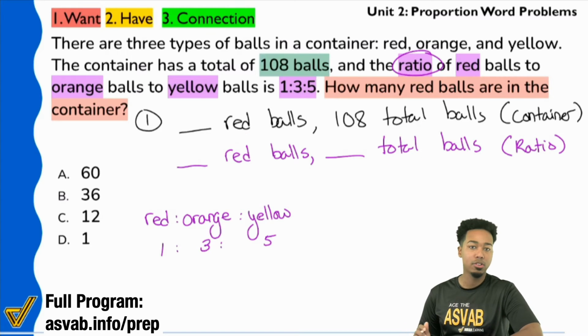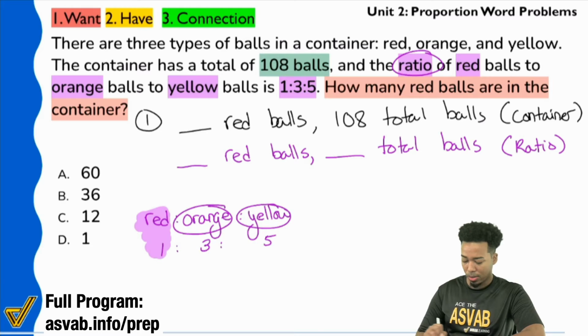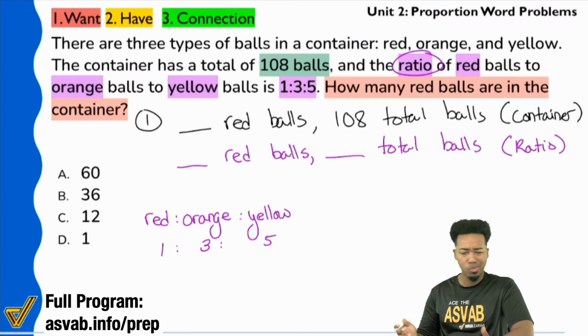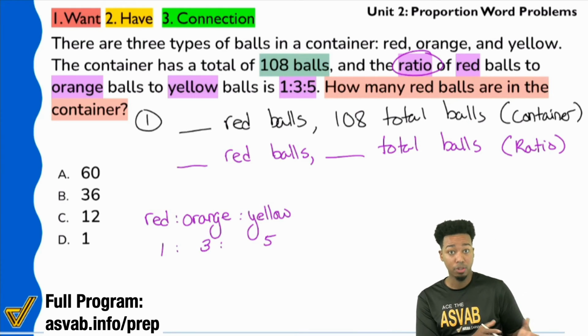That's going to guarantee our success. So my only problem is I see right here that this is red, but I don't see a total. I see orange and yellow. How do I get total? Well, what is a total? A total is everything added up, right? The 108 total balls, that's adding the red, the orange, and the yellow together, correct?